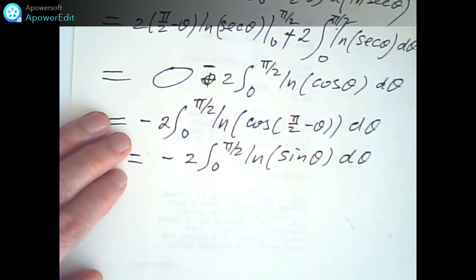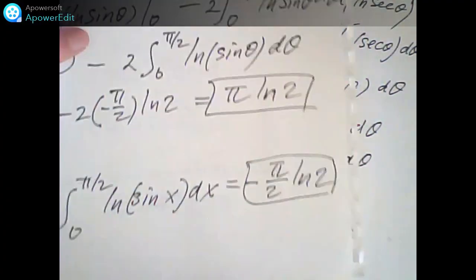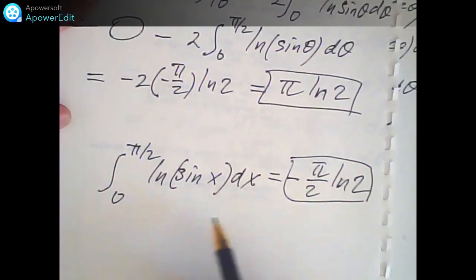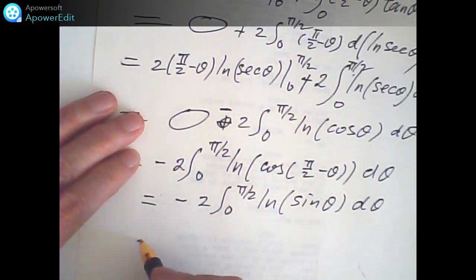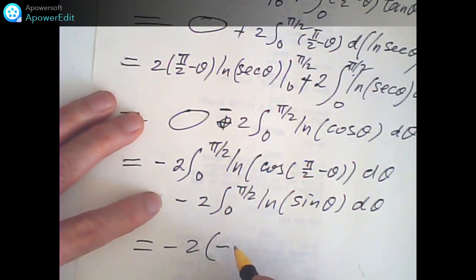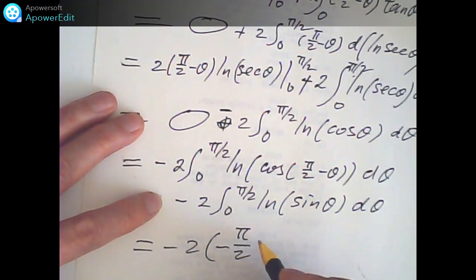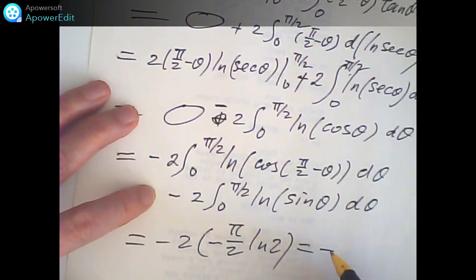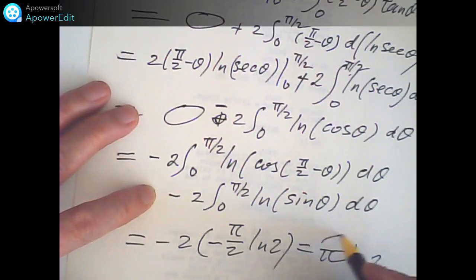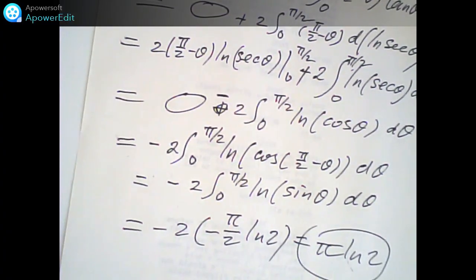Then use this, from my other videos. This is equal to minus half pi log 2. So the result is equal to pi log 2. Well, the same result as method 2.